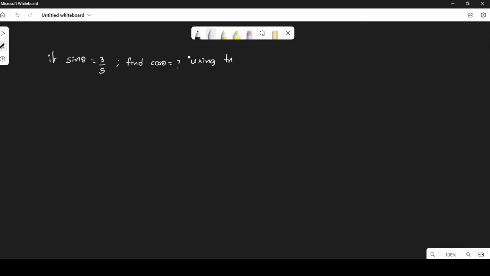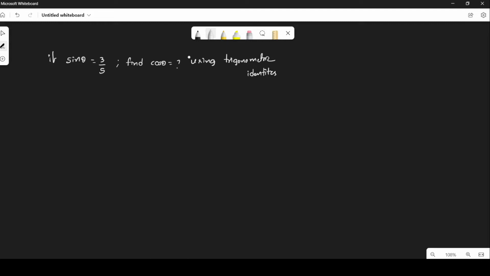See, before learning trigonometric identities, how we were going to do this problem is by using the triangle method, right? I'll tell that method first, then we'll come to this method.